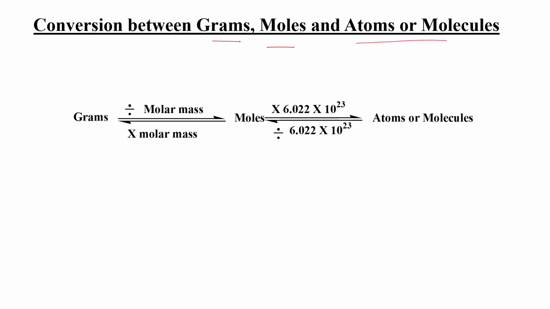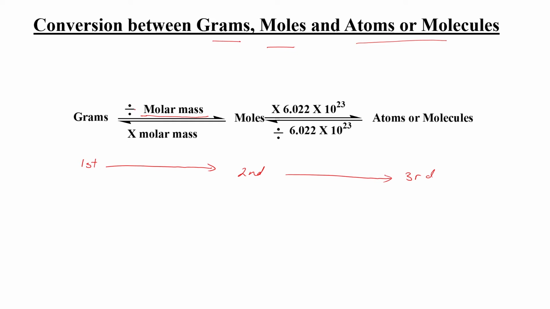So there is a flow for these conversions. Gram is your first point to start, and then you have moles in the middle, and then you have number of atoms or molecules at the third place. The flow is grams to moles and moles to number of atoms or molecules. The conversion factor that will help you convert grams to moles is the molar mass conversion factor. A few slides back, we did the practice of how to make a molar mass conversion factor. So that conversion factor will help you change the grams to moles.